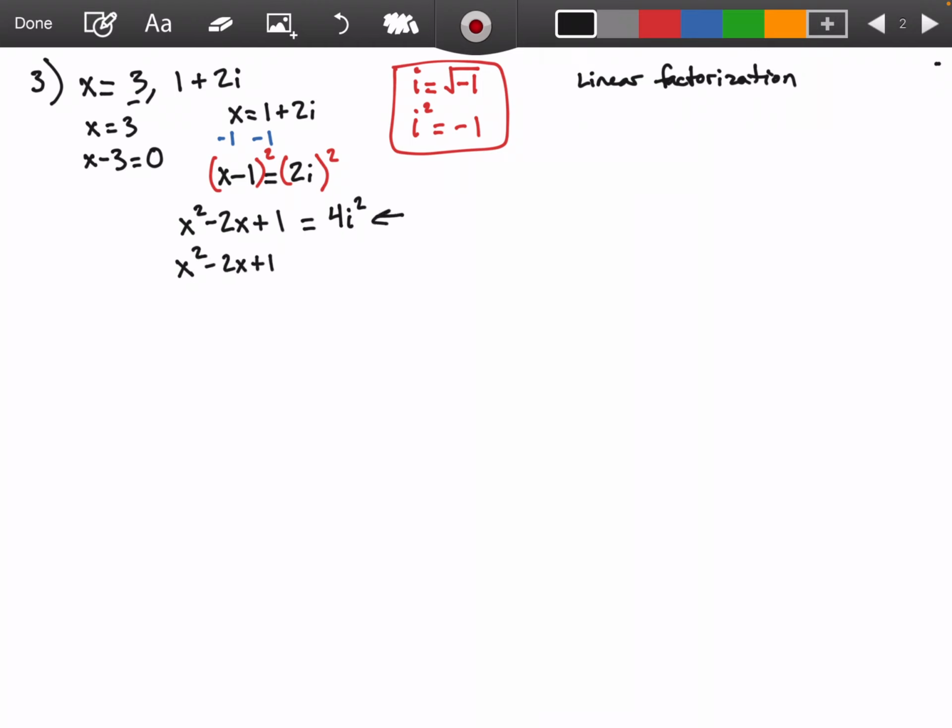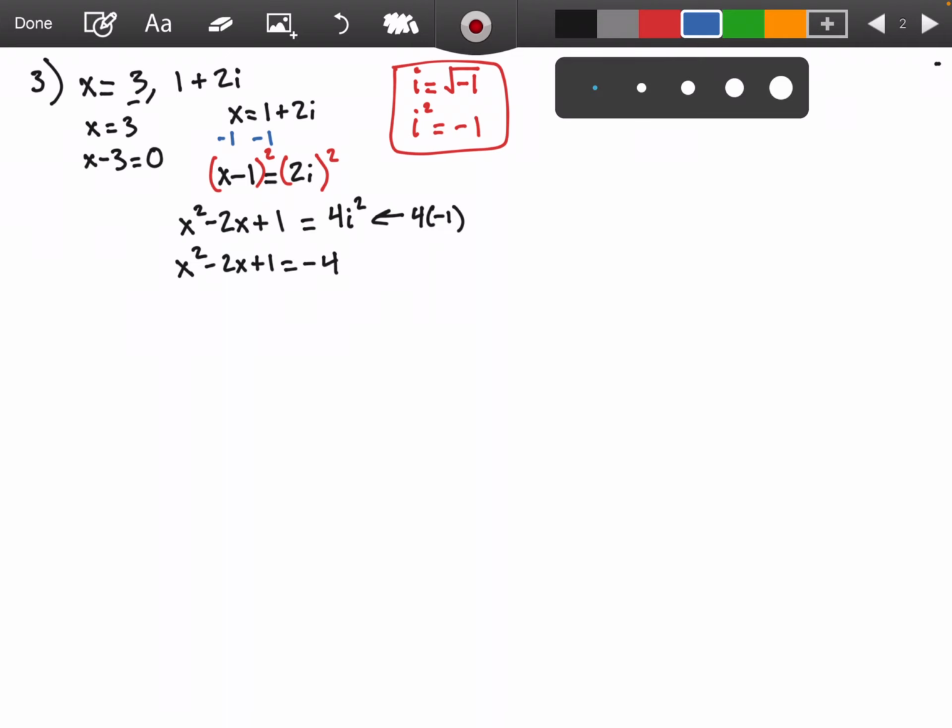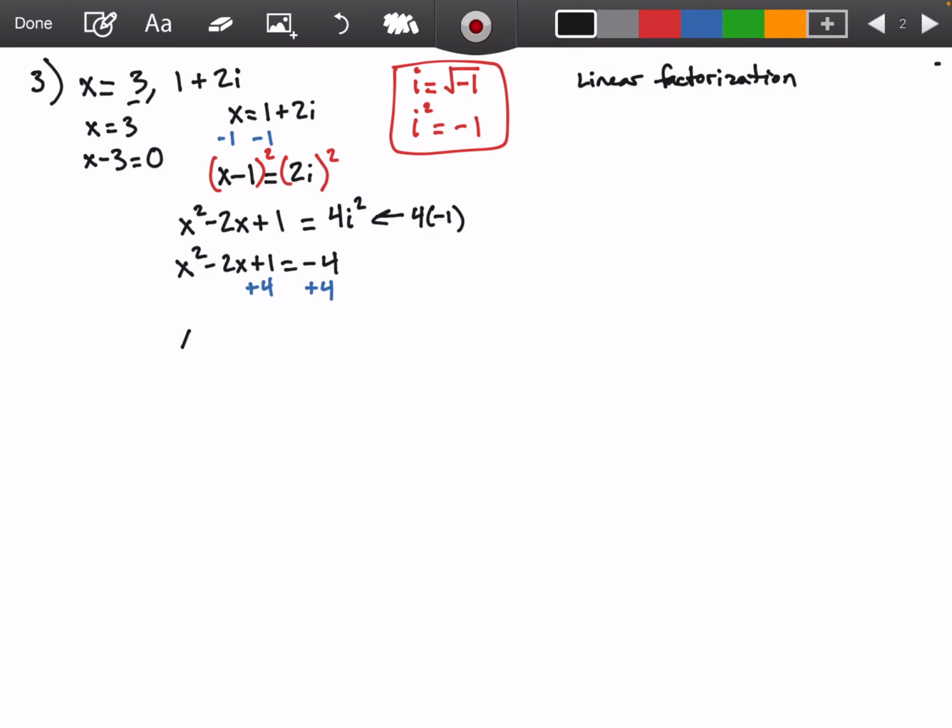times negative 1. So that's negative 4. So I get x squared minus 2x plus 5 is 0. So now I have my pieces. We'll call this function h of x. So I get x minus 3 multiplied by x squared minus 2x plus 5.